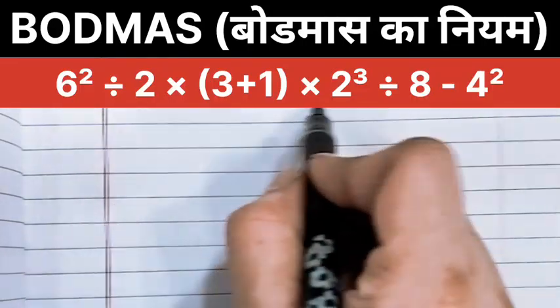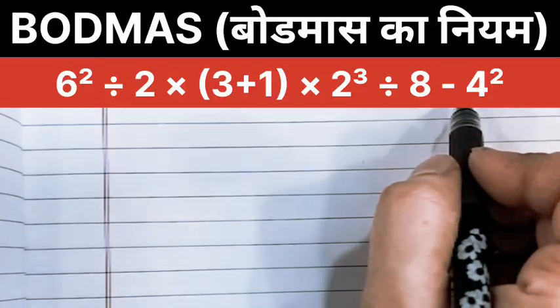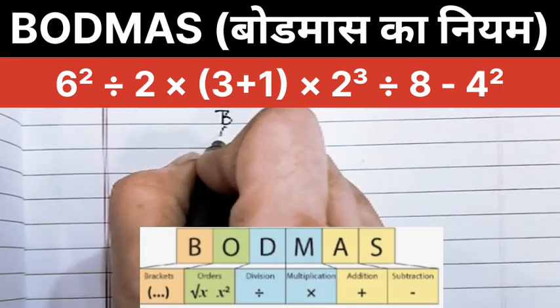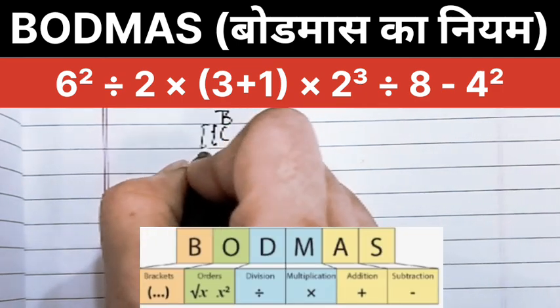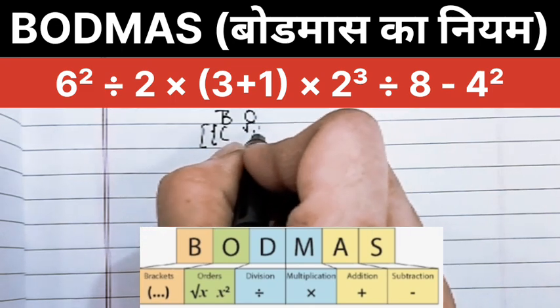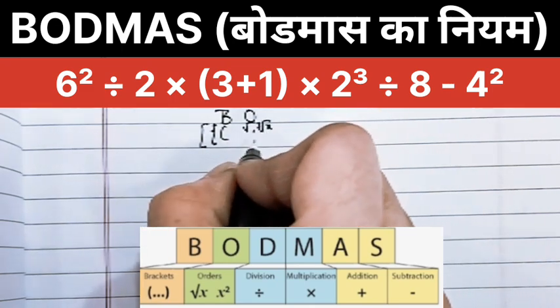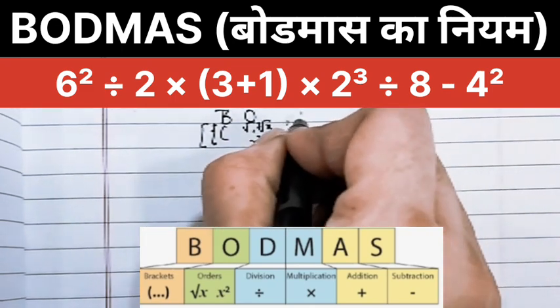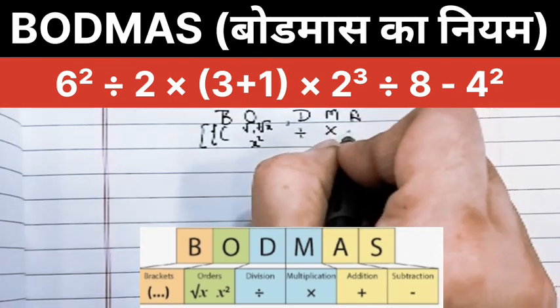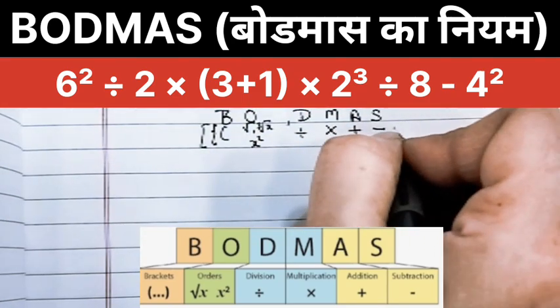Friends, now to solve this expression we follow the BODMAS rule, which dictates the order of operations. First we solve brackets: small bracket, curly bracket, square bracket. Then O stands for of, multiplication, or square roots, cube roots. We can also solve exponents. Then D stands for division, M stands for multiplication, A stands for addition, S stands for subtraction.